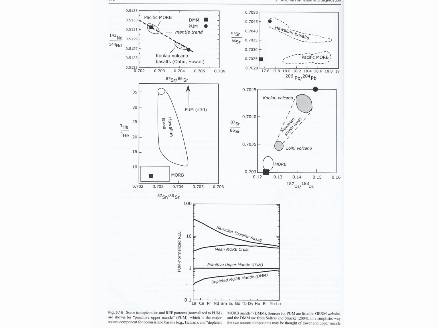Here we have this relationship for the Hawaiian tholeiitic basalt. Then we have it for the mid-ocean ridge crust. Here of course we have a straight line at the primitive upper mantle, because it is a primitive upper mantle normalized diagram. And here we have the depleted mantle that is shown in this curve.